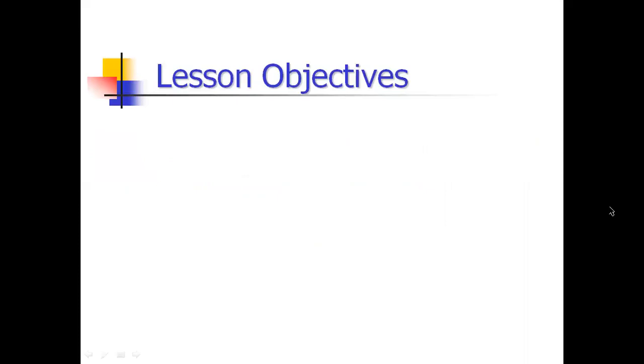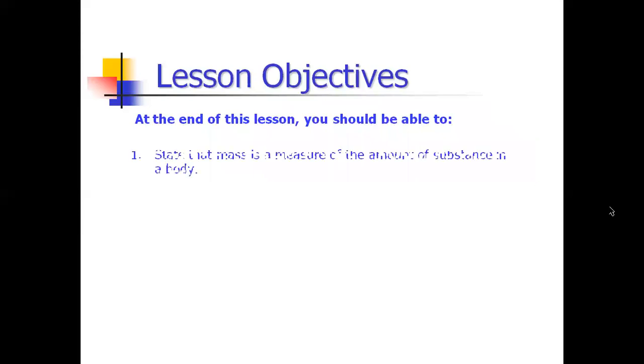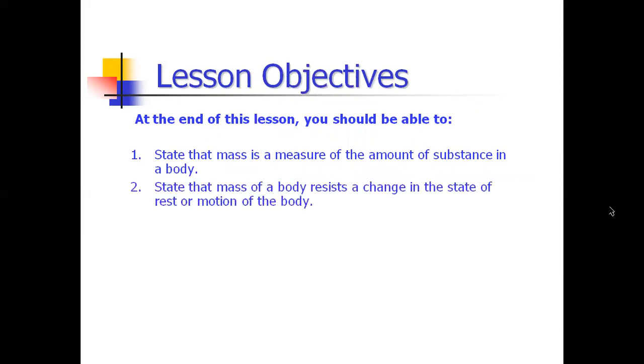What do we mean by the mass? Today's lesson objectives are that at the end of this lesson, you should be able to state or describe what we mean by the mass. The second objective is that the mass of a body resists a change in the state of rest or motion of the body. More the mass, more will be the resistance. It will be discussed later in the lecture.